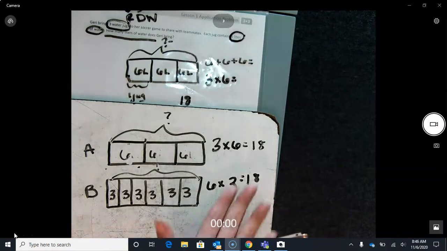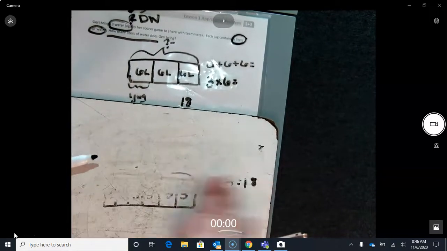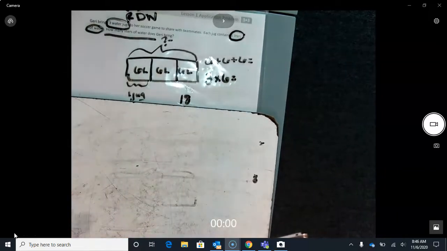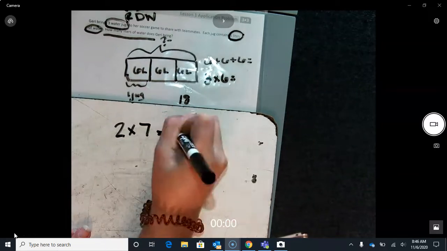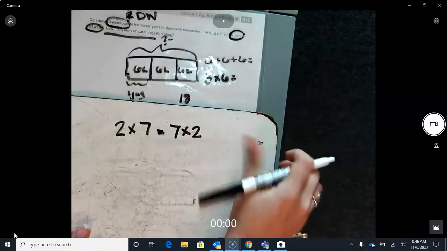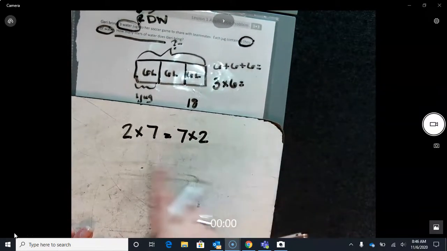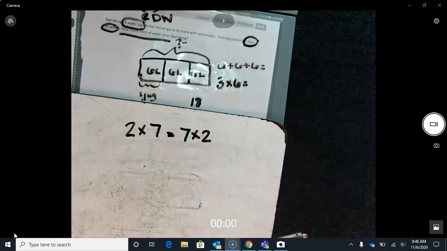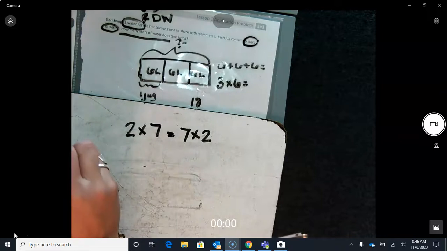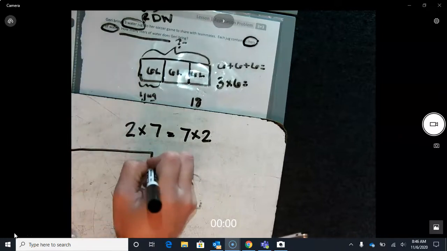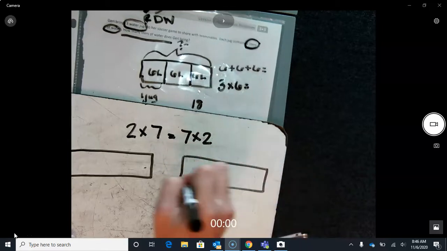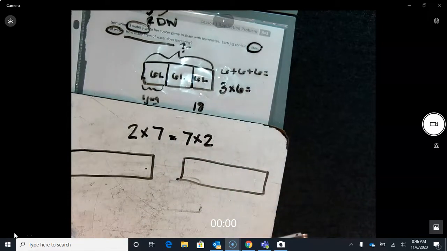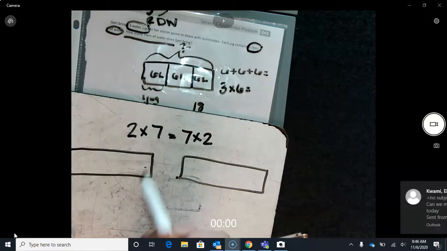Take a look. You can erase your whiteboard if you have stuff on it. And take a look at this equation. 2 times 7 and 7 times 2. Let's take a look to see if these are the same. We can draw a tape diagram to check, just like we did on the last problem. So we're going to draw a tape diagram to represent both of these and see if we get the same product.